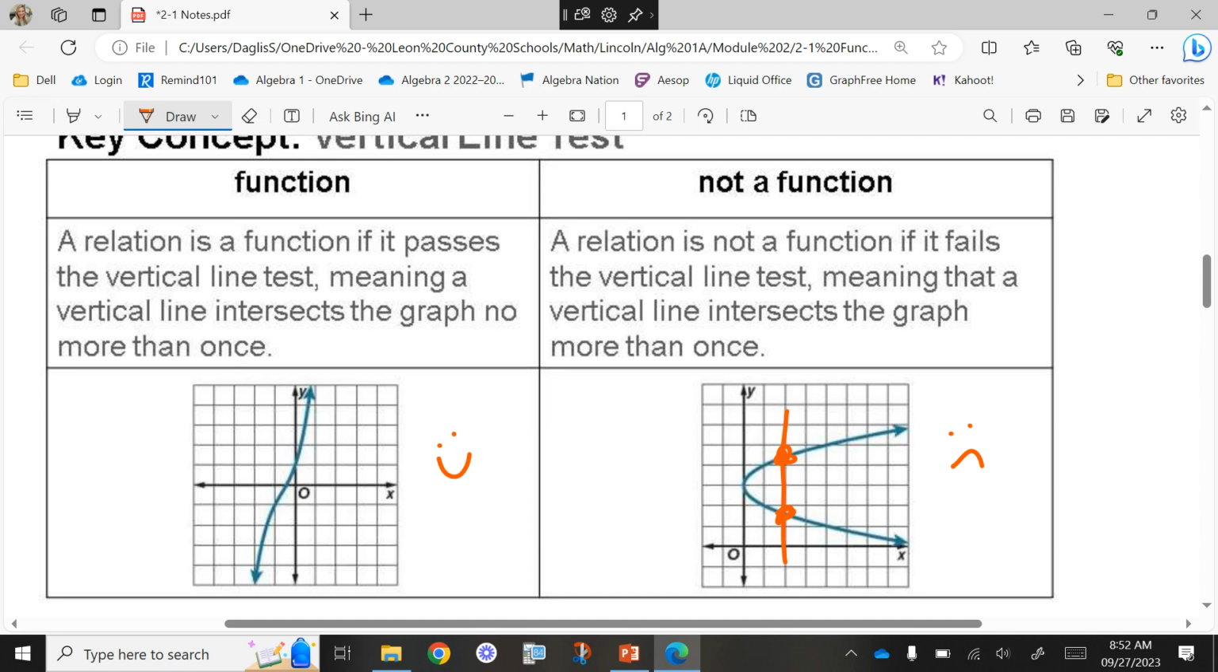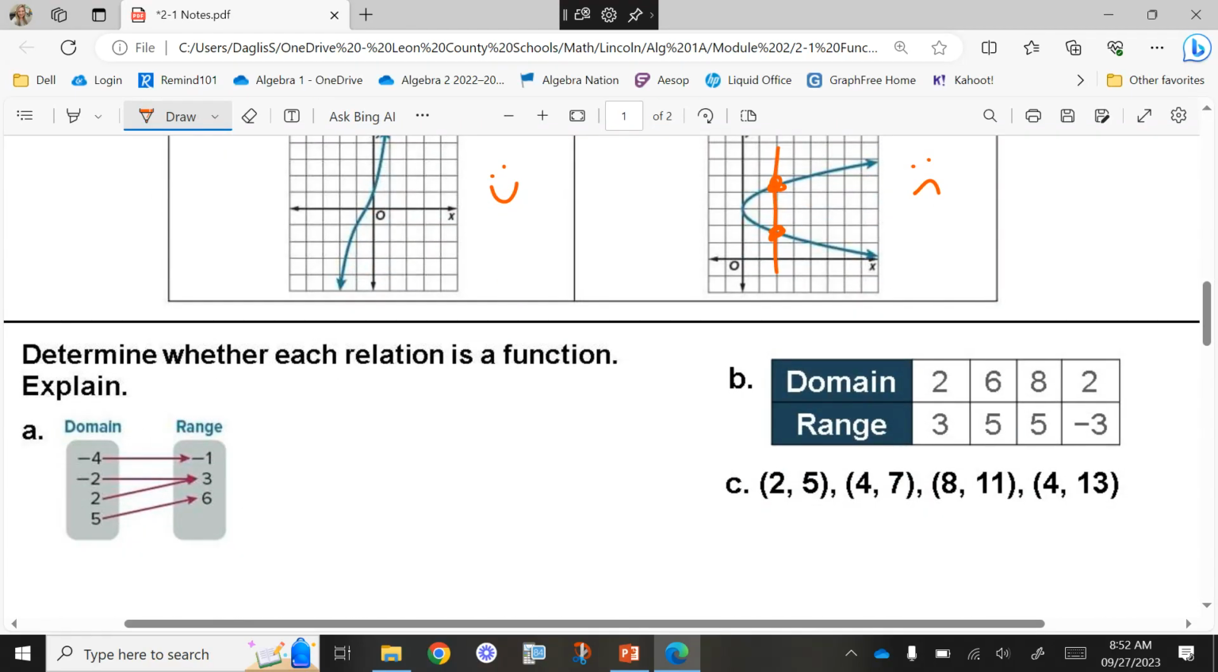Okay, so mapping, we look at my x's, make sure they all only have one arrow coming off of it. And if we have a graph, we check vertical lines, make sure it doesn't cross over a vertical line in two different spots. All right? So let's determine.